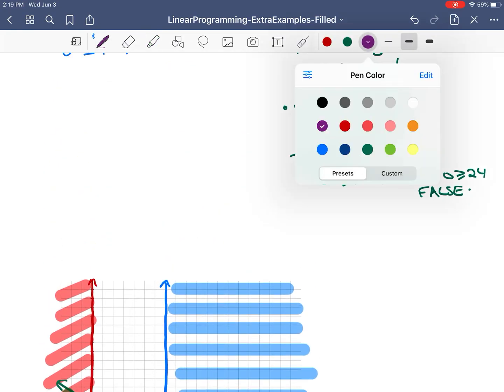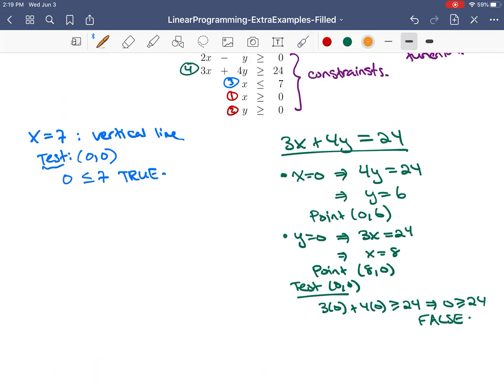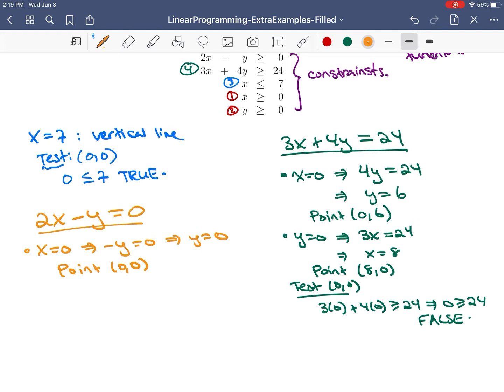Okay, and now we have one more to do. Let's do it in orange maybe. So here it's 2x minus y equals 0. So when I do x equals 0, I get negative y equals 0, which is y equals 0. So I have a point at 0, 0. Now because it goes through the origin, I don't want to pick y equals 0, so we could pick a different x. Maybe x is 3. So 2 times 3 minus y is equal to 0, which means that y has to be 6. So we get a point at 3, 6.